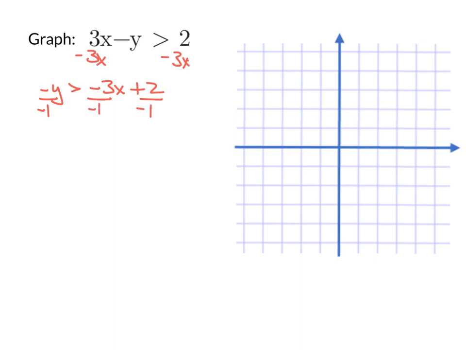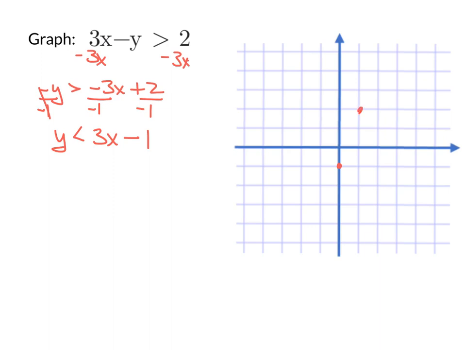Because negative y divided by negative 1 is y. But the thing is, we just divided by a negative number. And so our most important rule when dealing with inequalities: if you multiply or divide by a negative number, switch the inequality. Then we continue, negative 3x divided by negative 1 is 3x, and positive 2 divided by negative 1 is negative 2. So y is less than 3x minus 2. To graph that, the y-intercept is at negative 2, and our slope is 3, so up 3 over 1.